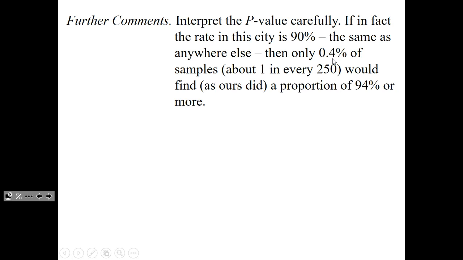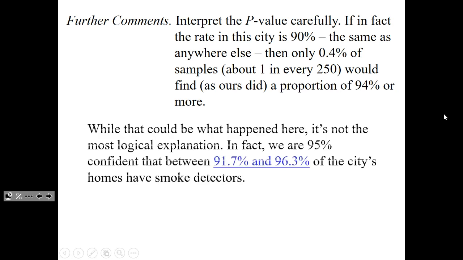So lastly, I want to interpret it carefully. If it turns out the city is actually 90%, the same as everywhere else, there is a 0.4% chance of this sample happening. It would happen about 1 out of every 250 times. You can find that by doing 4 divided by 1,000, and simplifying, you'd say it's 1 out of 250. So we do expect this to happen sometimes just by chance, but it's really rare, and that's why it's evidence for the alternative. But about that many would have 94% or even higher.